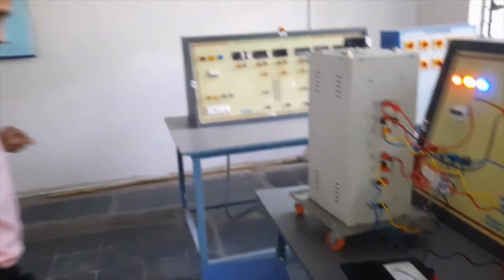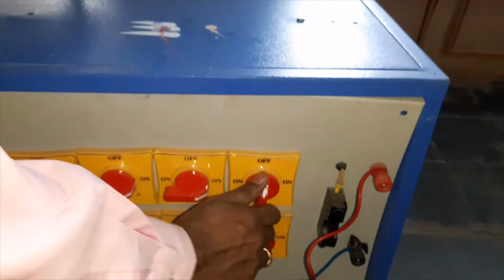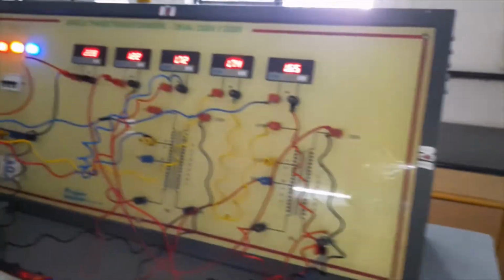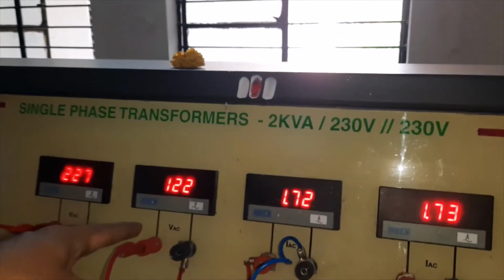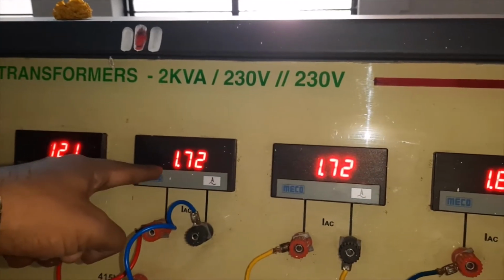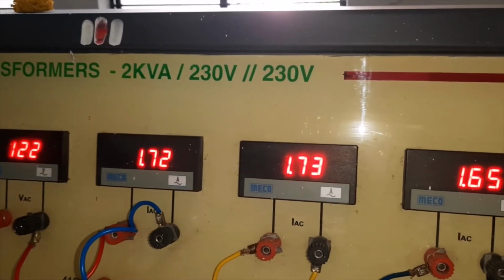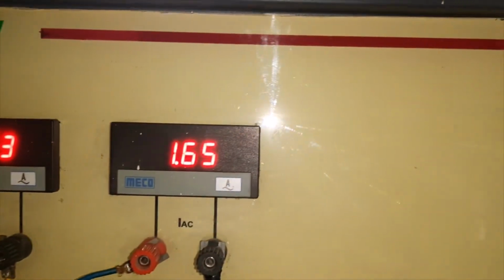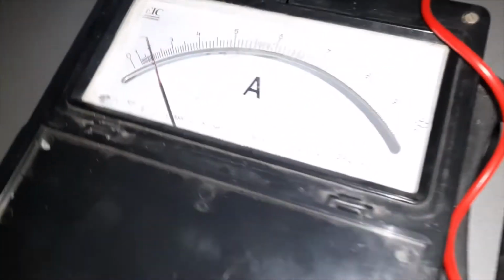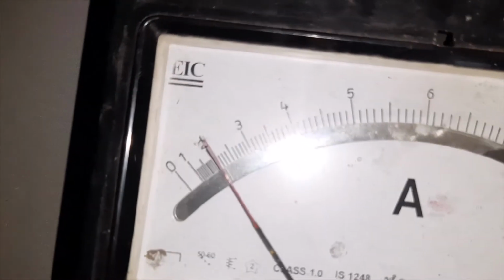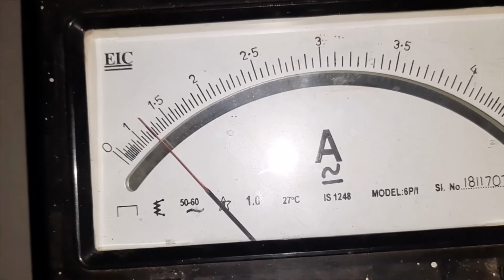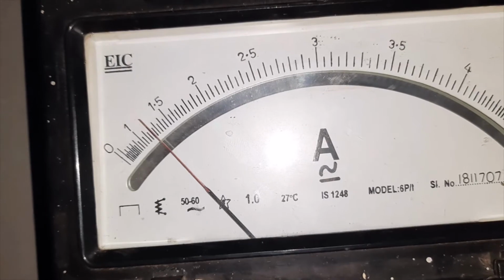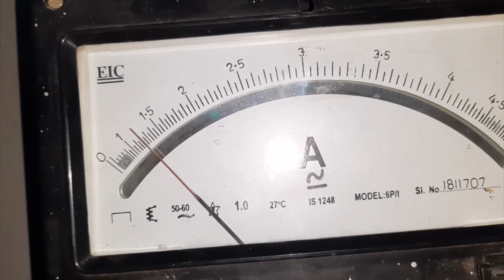Now again I will put another 2 loads. So here 5 ampere, there 5 ampere. Observe the readings. Voltage readings are 228, V2 is 122, and current I1 is 1.72, I2 is 1.73, I3 is 1.64, and I4 is 2.1 ampere. Here I5 is 1.25 into 2, so you need to take 2.5 ampere.